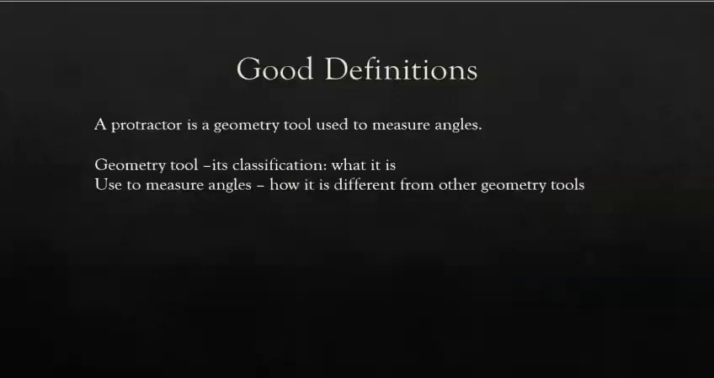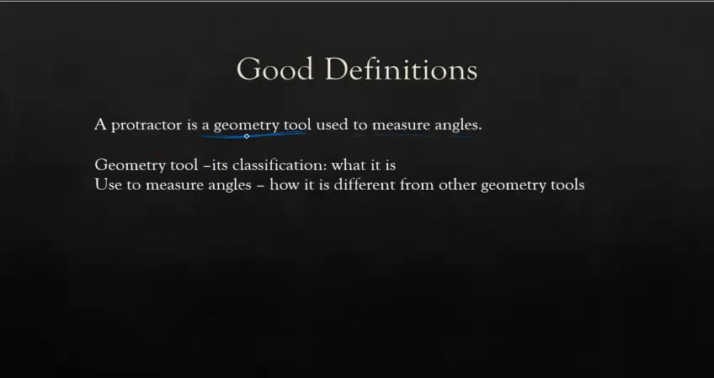Let's think about good definitions and how to make them. Our definition of a protractor was a geometry tool used to measure angles. So we classified it right here, a geometry tool. That's how we classified it. And then how is it different than other geometry tools? Because a compass is going to be a geometry tool. A straight edge will be a geometry tool. How is a protractor different? Well, what is it used for? It's used to measure angles.